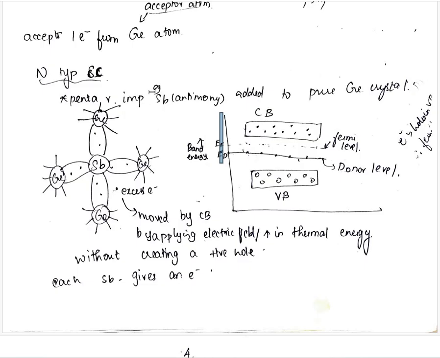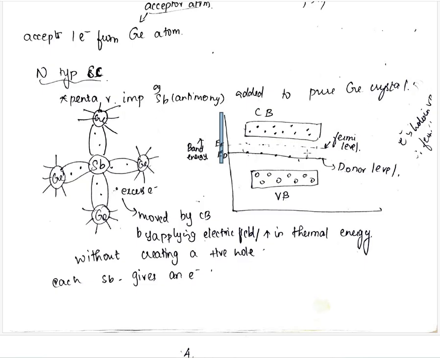In the N-type semiconductor, pentavalent impurities are added, for example antimony, to a pure germanium crystal. So we have the surrounding germanium crystal and Sb here. One excess electron is there which can easily move from its place to the conduction band. This movement contributes to the current conduction.